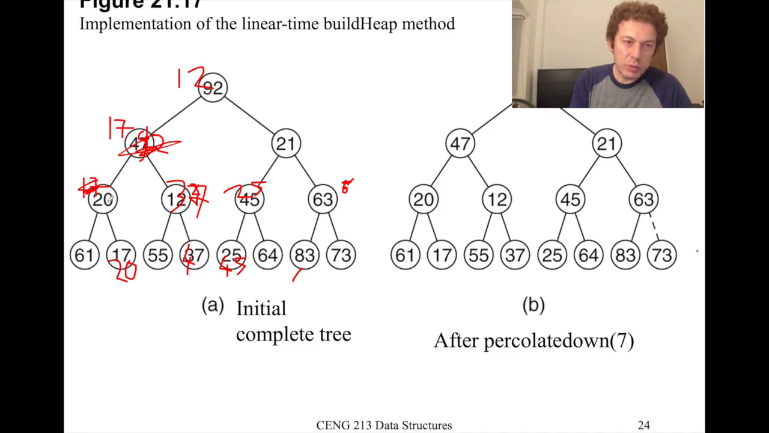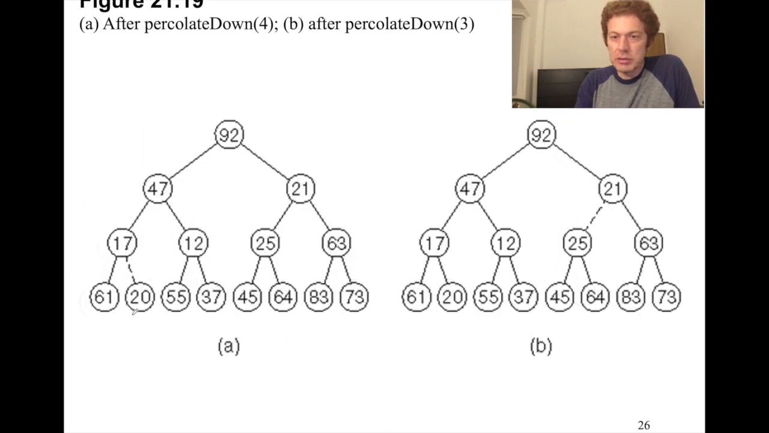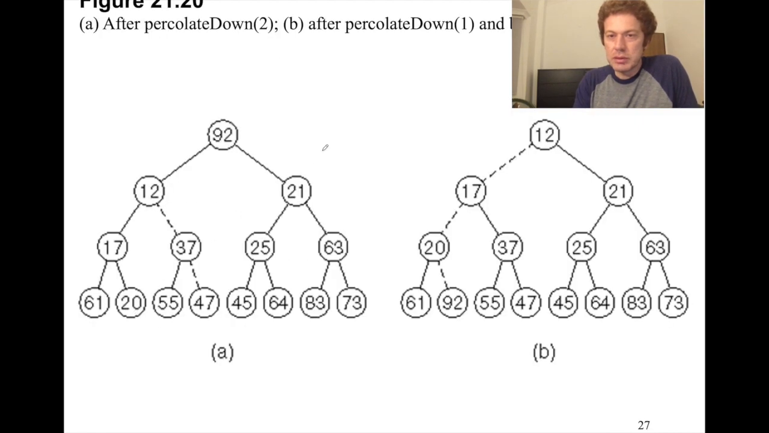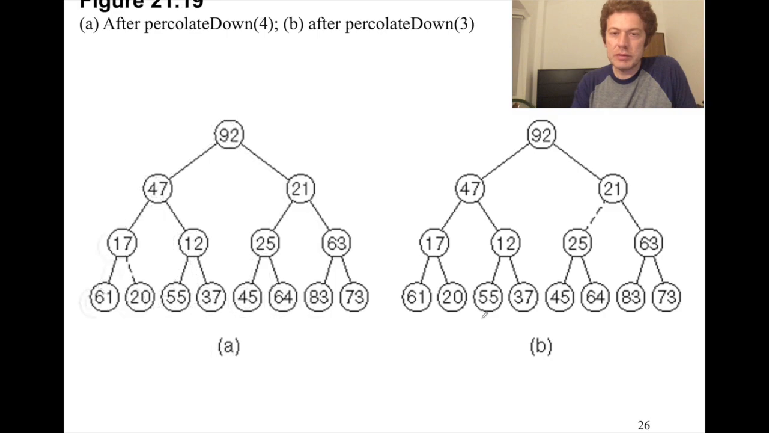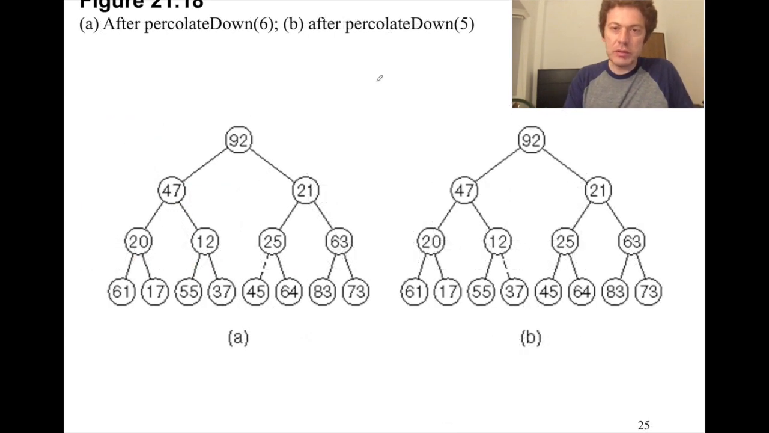But I won't put it here, because 92 and 20 will go up, and it is already here from previous times, and 92 will go down. So this is the result. Let's just quickly double click this. So the answer of the slice: 12, 17, 37, 55, etc. Yeah, so it looks like we did it okay.